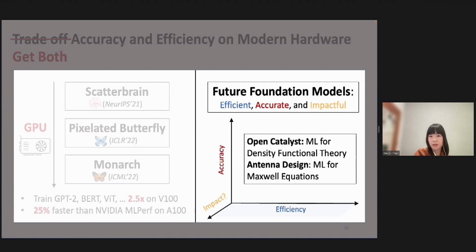For example, we've been recently working on applications like new material discovery, using ML models to approximate density functional theory, and also antenna design, using ML models for solving Maxwell's equations.